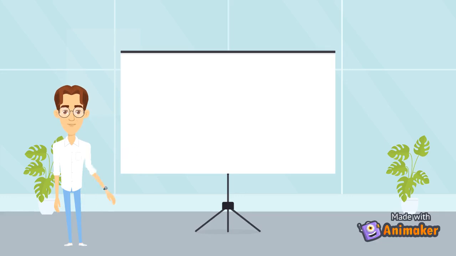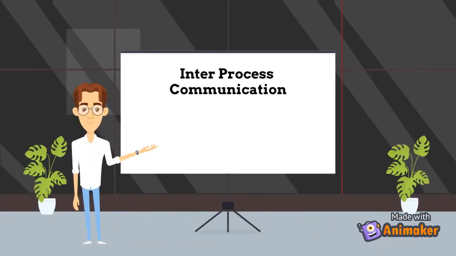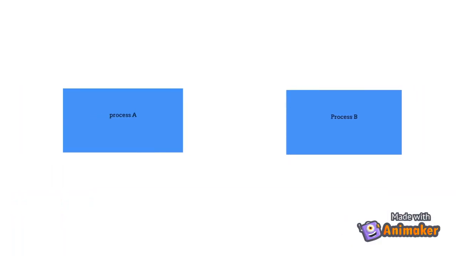Let's start. Our topic is inter-process communication. First we need to know some things to understand the topic well. If we have two processes, process A and process B, and we want them to be synchronized for some reason, then we need to make the two processes communicate with each other.